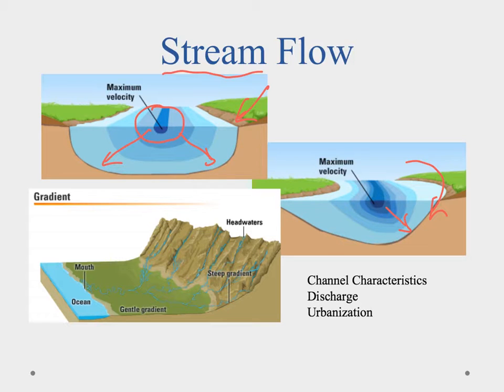Now, a couple other things that are going to affect stream flow and how fast it's going would be the characteristics of the channel. And that's quite simply, what's the bottom like? Is it going to be a smooth bottom like you see in the pictures?